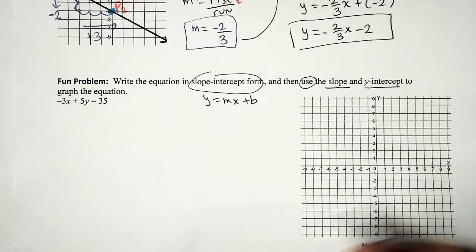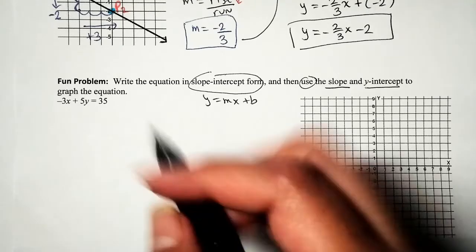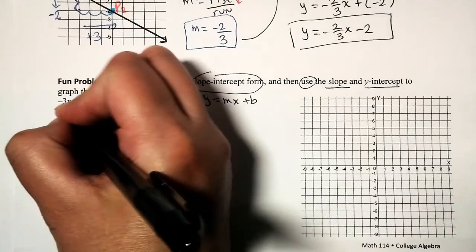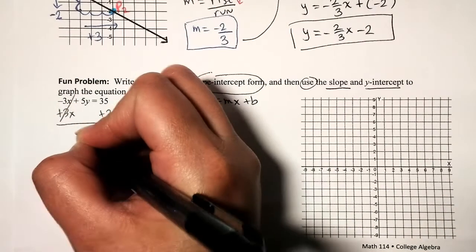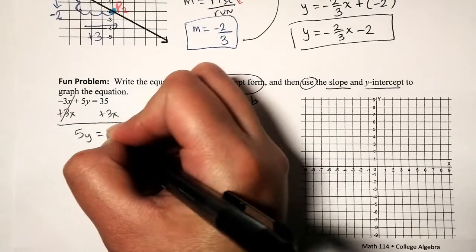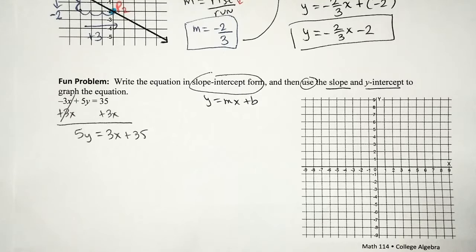Okay. All right, so let's go ahead and do the first part. Let's put this bad boy in slope-intercept form. Let's solve for y. So we're going to add 3x to both sides. And that will leave us with 5y equals 3x plus 35. Cool. So we want to solve for y. To get rid of the times 5, let's divide both sides by 5.